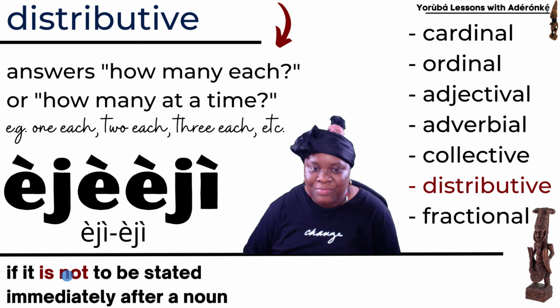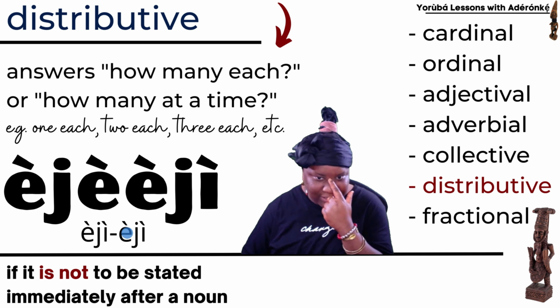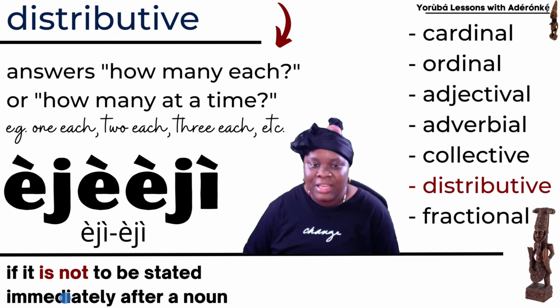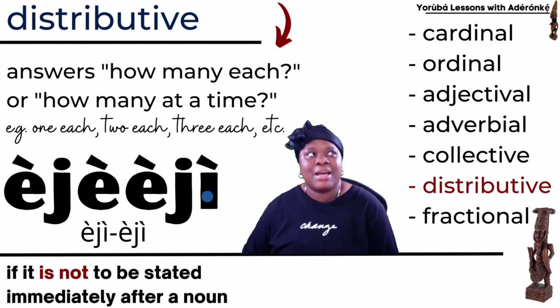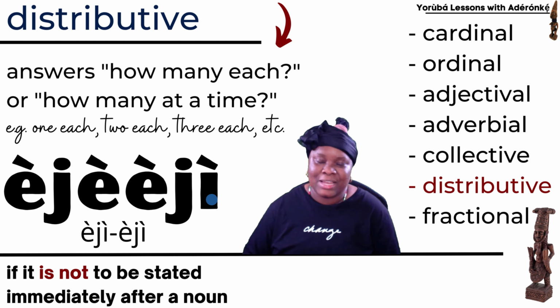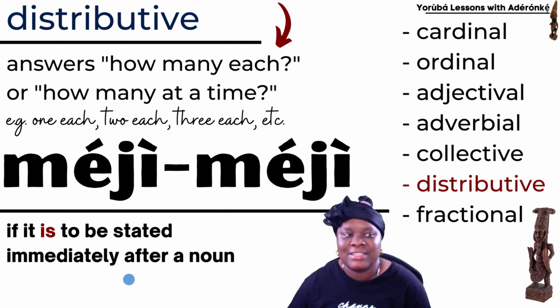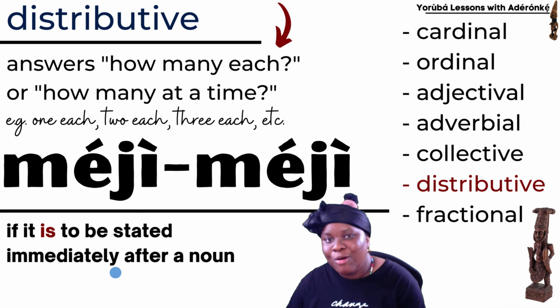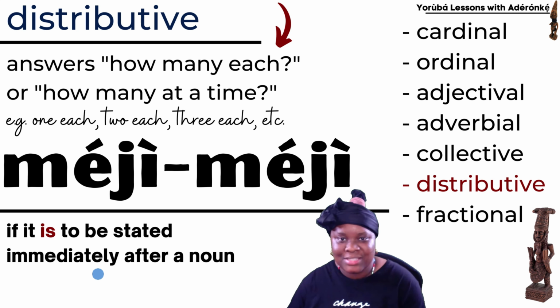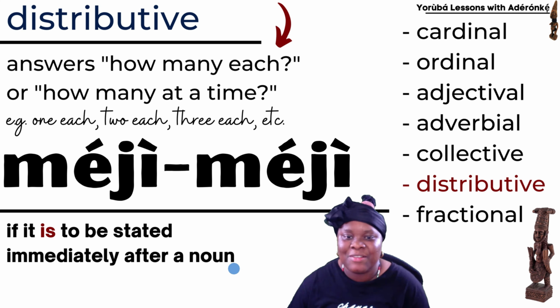However, you can only say this when it is not stated immediately after a noun. If it is not to be stated immediately after a noun, you would say AG. In the example, in the video on 1, I said okokon. However, when it is to be stated immediately after a noun, you say kokon, omo kokon, because a noun is coming before. In the 2 context, you say meji. If it is to be stated immediately after a noun, rather than AG, you would say meji.